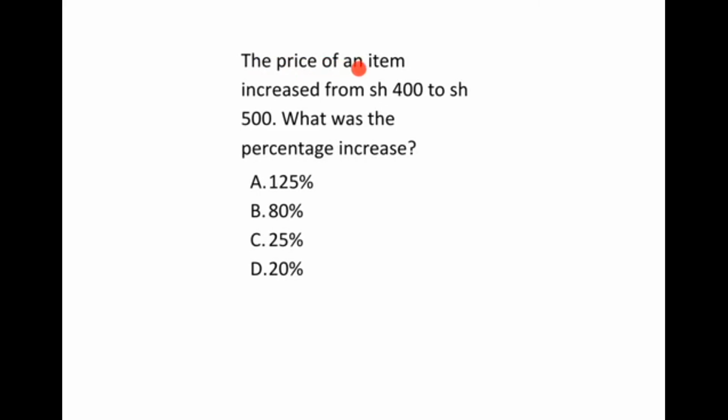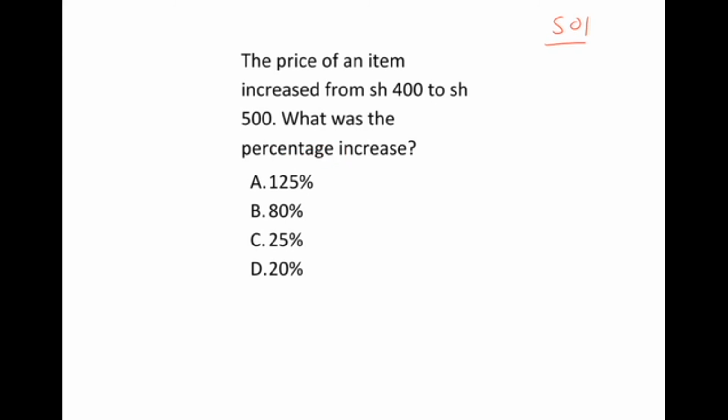The price of an item increased from 400 shillings to 500 shillings. What was the percentage increase? Solution. We are told that the price increased from 400 shillings to 500 shillings, and we are asked to give the percentage increase.